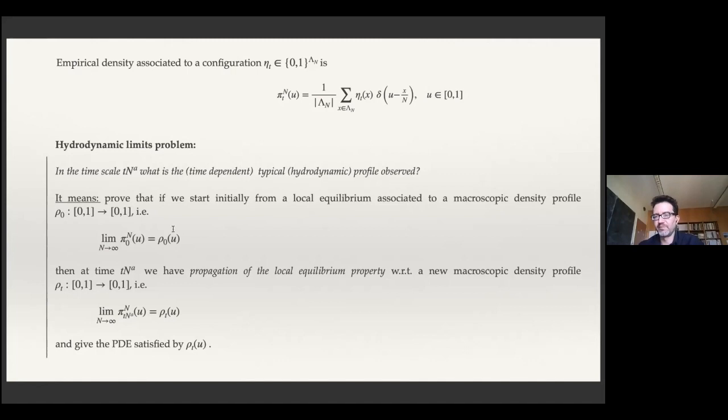So typically in the case where you have just a nearest neighbor exclusion process, this problem is very easy to solve. If you start from rho_0, then in the diffusive time scale, T N squared, so a is equal to 2 in the nearest neighbor case, rho_t(u) is just a solution of the heat equation with some diffusion coefficient, which is given by the variance of the probability distribution P that I introduced before. In the nearest neighbor case, it is just 1. And this is the first question that you want to answer before developing some macroscopic fluctuation theory.